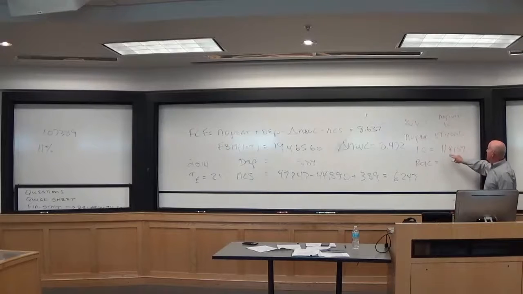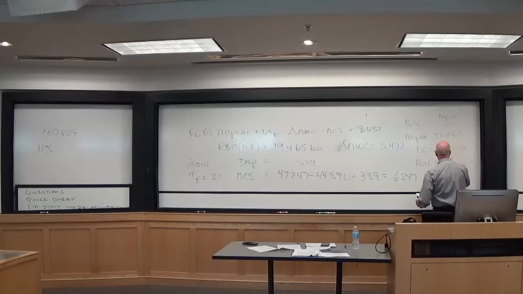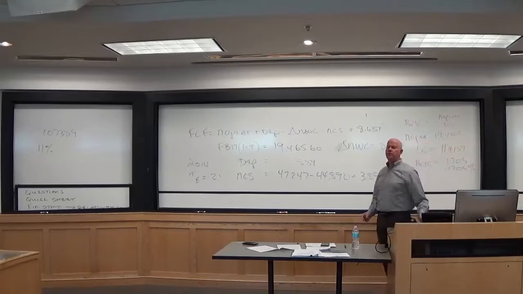$19.4656 divided by 114.159. 0.1705. Point what? 0.1705. 0.1705, or 17.05%. Is that a good return on our invested capital?